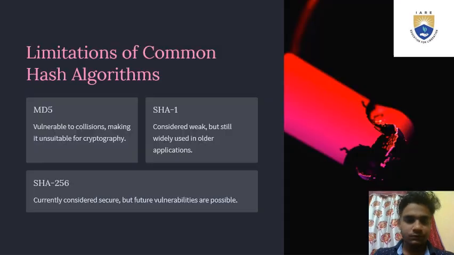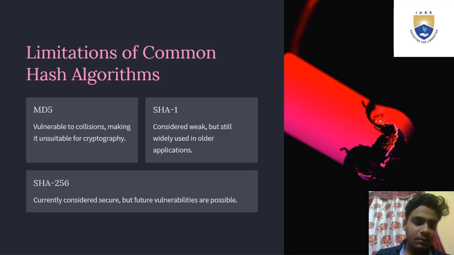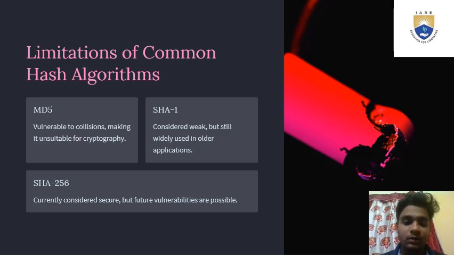Coming to the next one, limitations of common hash algorithms. The first one is MD5, vulnerable to collisions, making it unsuitable for cryptography. The second one is SHA-1, considered weak but still widely used in older applications. That's why, as I told you before, it is weak now.